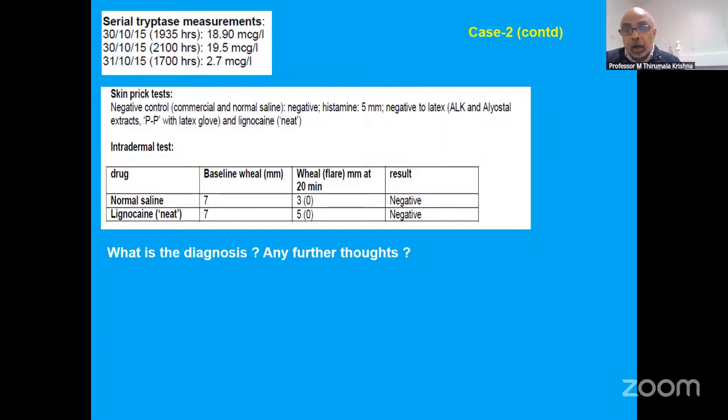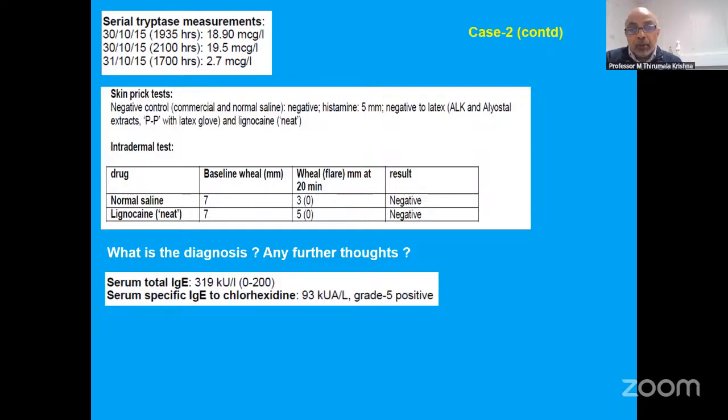Now, because we've got a large audience, I'm not going to ask you to comment, but you can always put your comments in the chat box. But this patient was allergic to chlorhexidine. It was confirmed with a blood test. We didn't do a skin test because we had a high degree of suspicion that this patient was allergic to chlorhexidine. All the other allergy tests were negative.